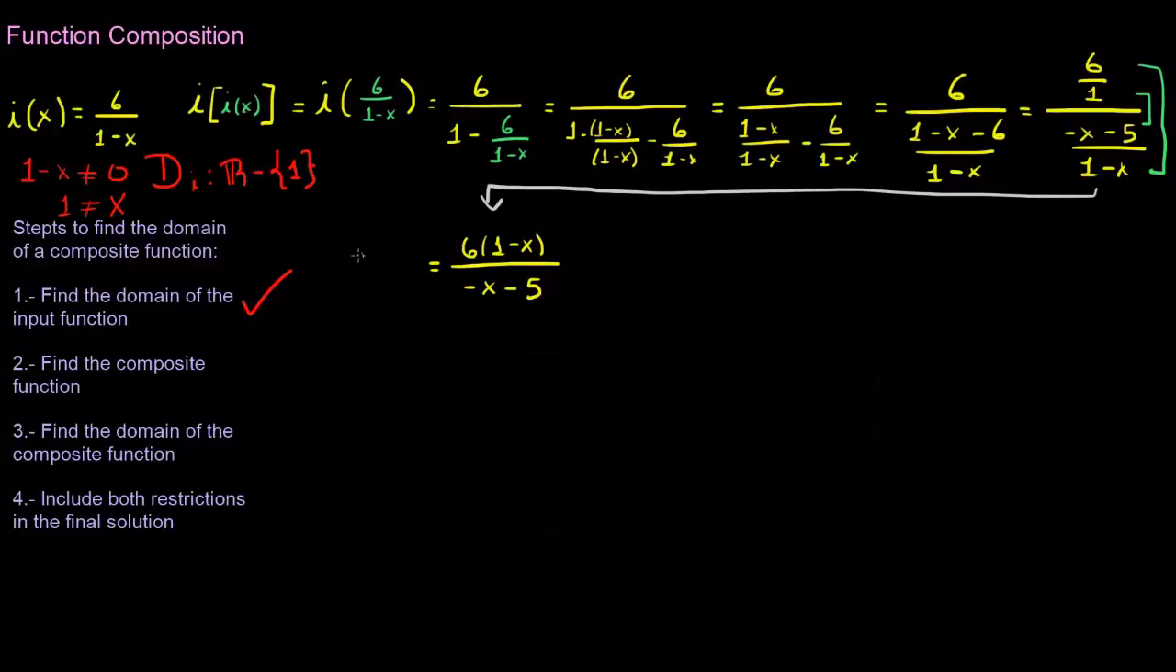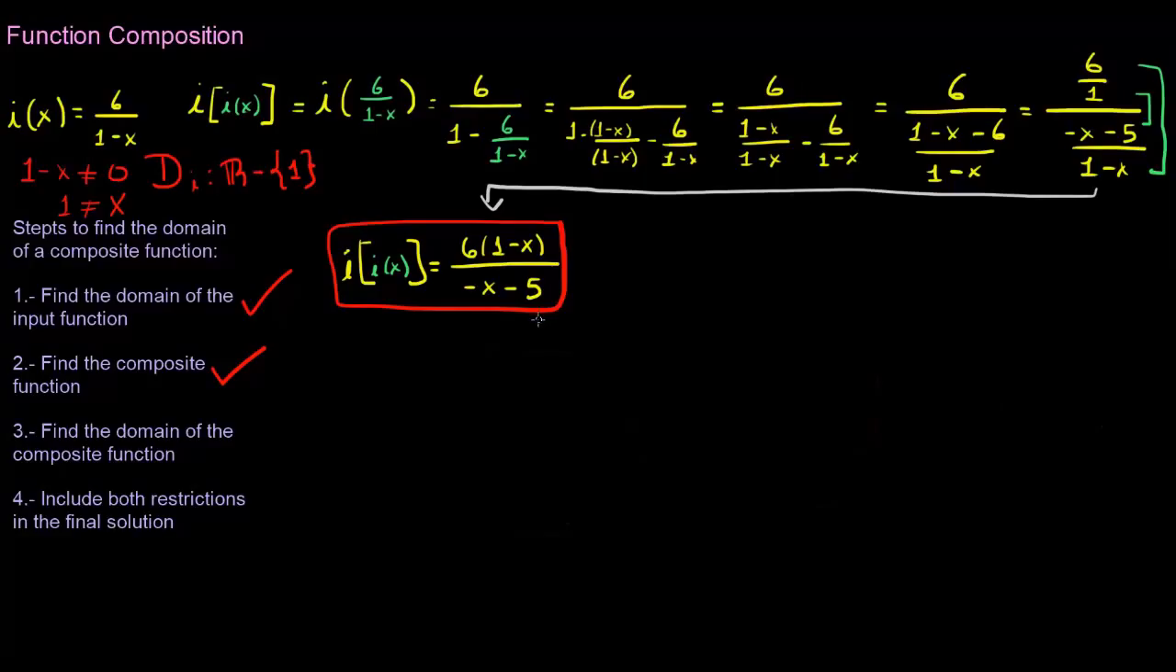Now from here, the only thing left is just to name it. This would actually be the composite function here, I of I of x. And this is actually our goal function, our composite function. And we are done with the second step here. And now we have to find the domain of the composite function.